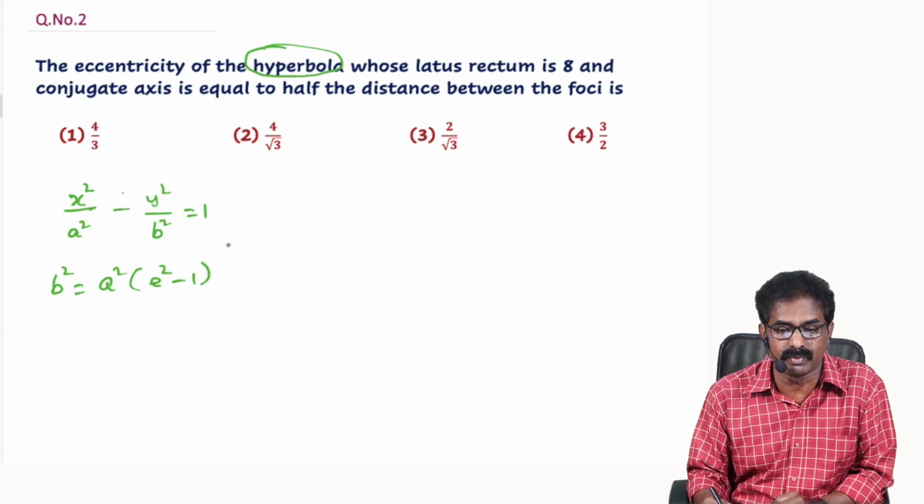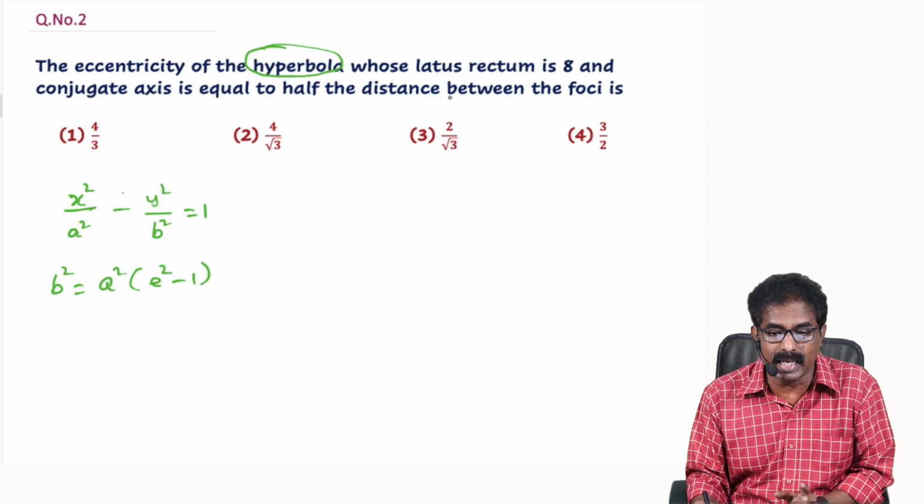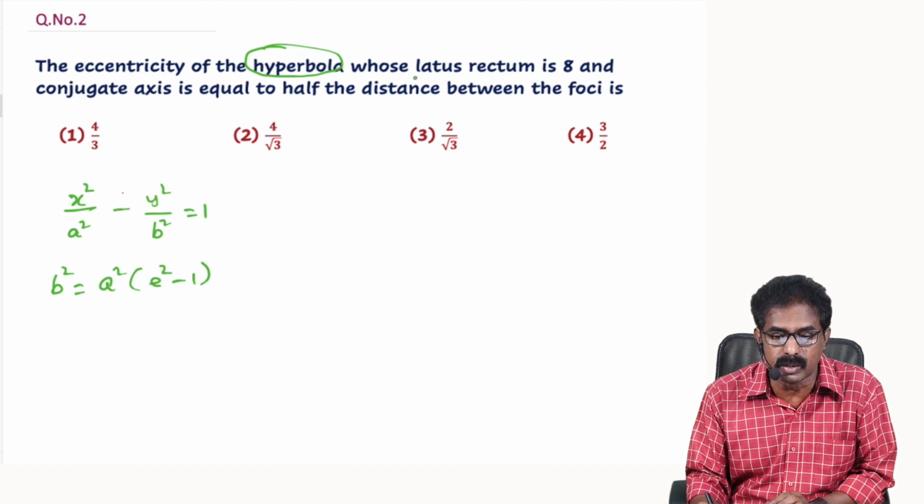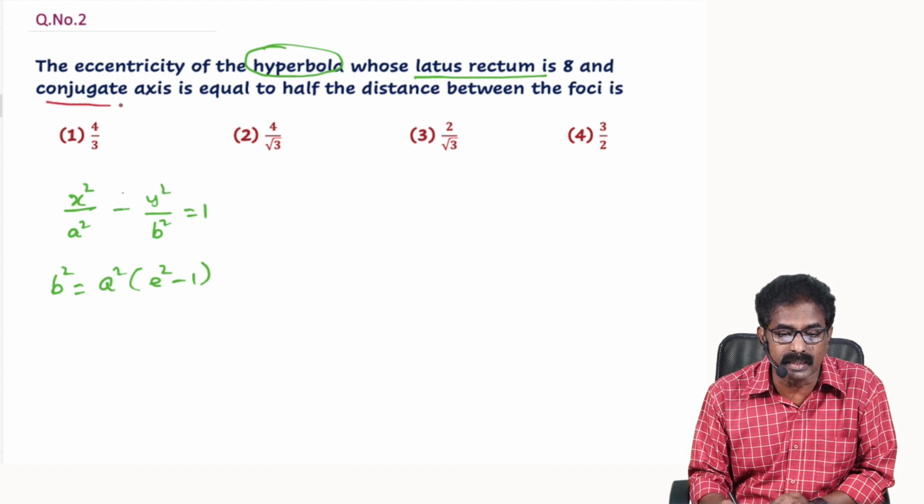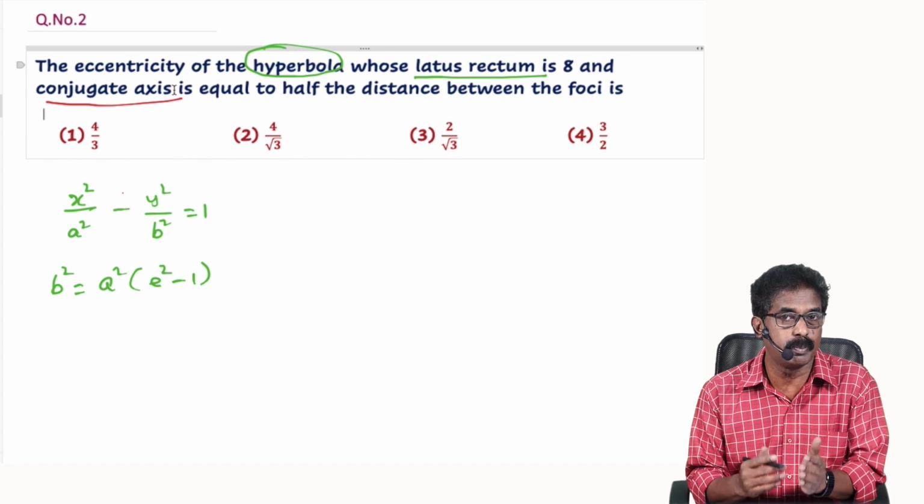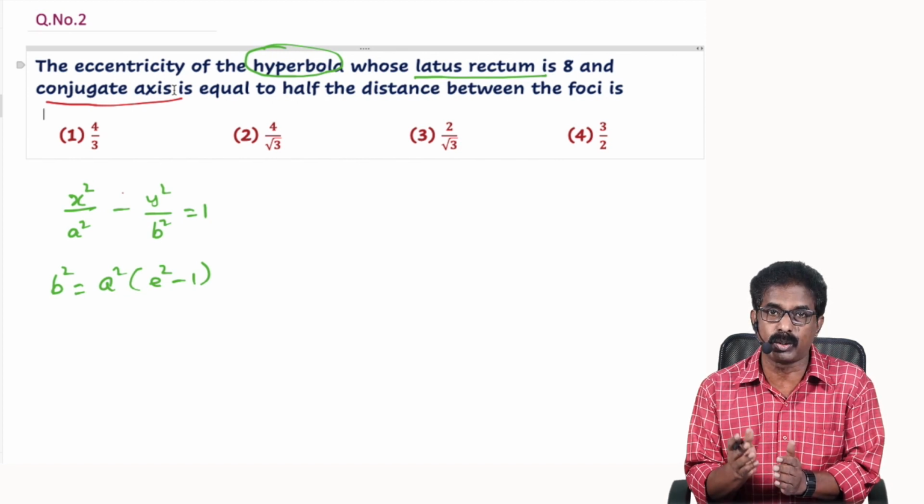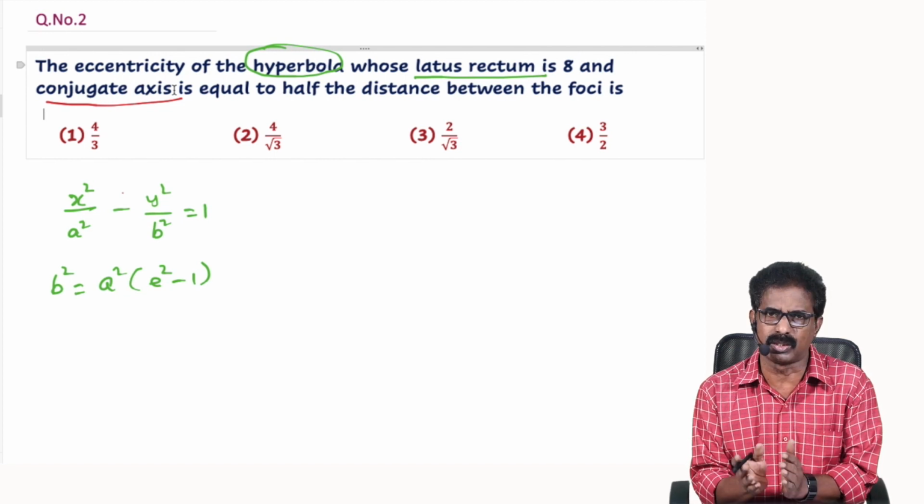Okay, so e we have to find. Whose latus rectum? What is latus rectum? 2b square by a. That they given us what? 8. So this is one information. Another one, the conjugate axis. There are two axes, transverse axis and conjugate axis. Conjugate axis, the length is 2b. Transverse axis, it is what? 2a. In ellipse, we call it as major axis and minor axis. Same distance, 2a, 2b only.